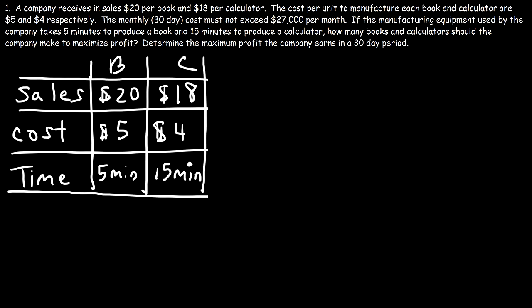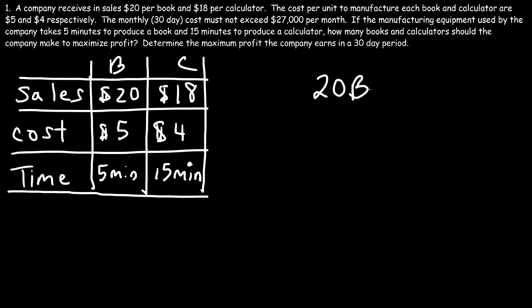Now, what we need to do is write two constraints and one objective function. So let's start with the objective function. We're trying to maximize the profit, and therefore we need to maximize the sales produced by this company. So the company receives $20 per book, and we're going to say B represents the number of books that the company produces.